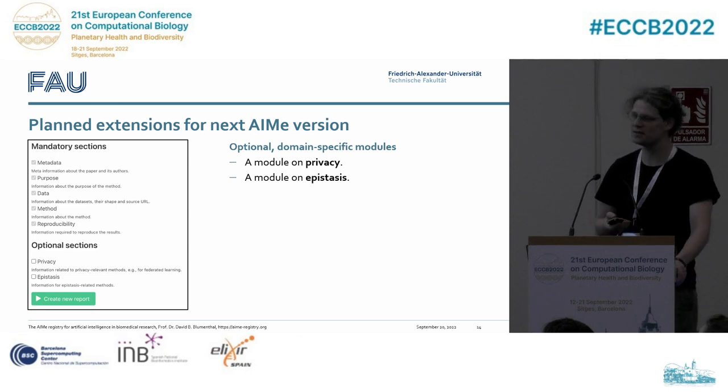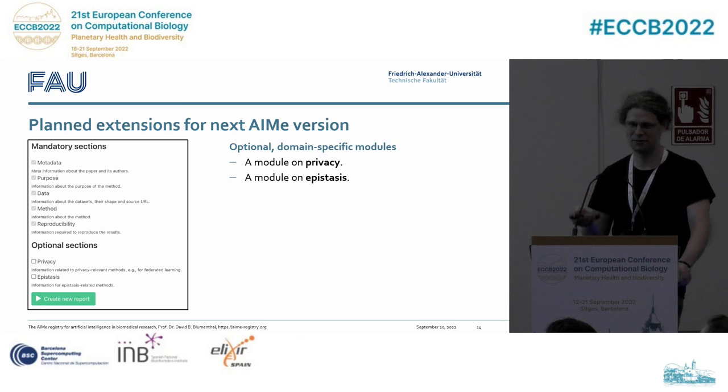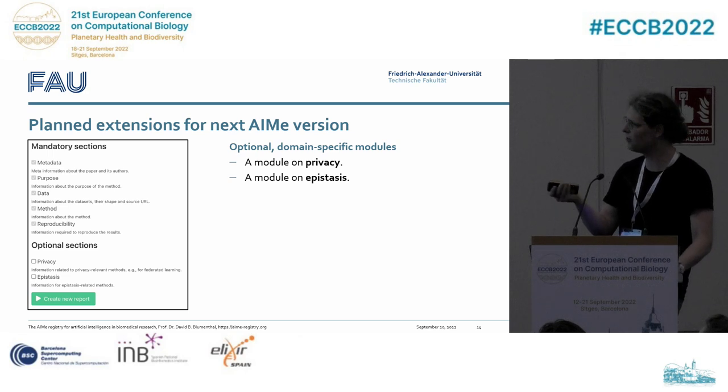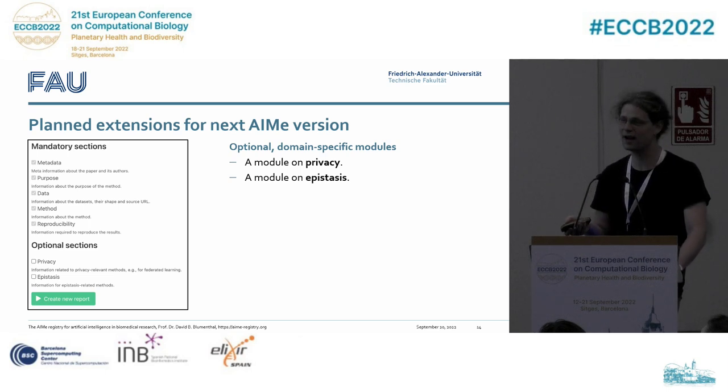At the moment, AMI is pretty general purpose. We have these five blocks, which probably apply to most AI models in biomedical research. What we want to do now is provide some optional domain-specific sections, which can be either selected or unselected. And of course, if you select them, this shows up in the reports. So now we have implemented two, one concerning privacy, one concerning epistasis, simply because we work a bit on epistasis.